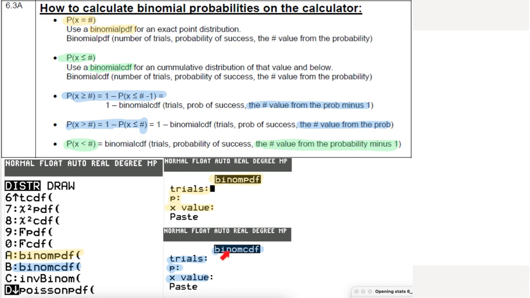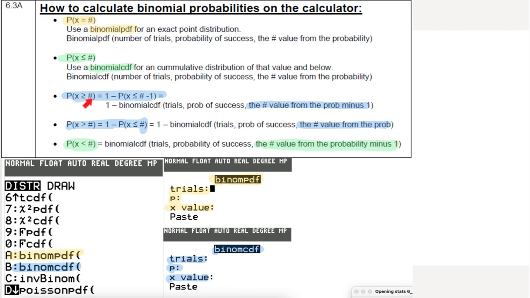So you're going to use binomial CDF, your number of trials, that's your N, probability of success, that's your P, it's a decimal, and the number value from the probability. This is actually your K. It's the number of successes you're looking for, the X value. All right?